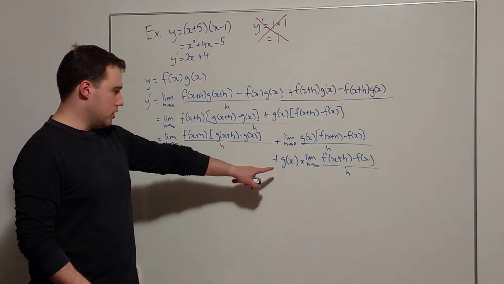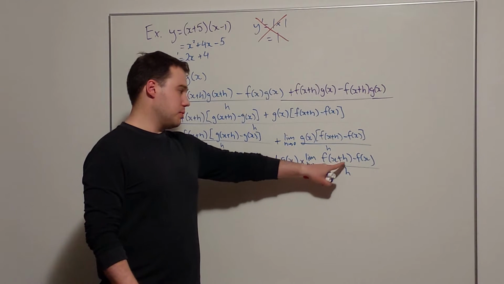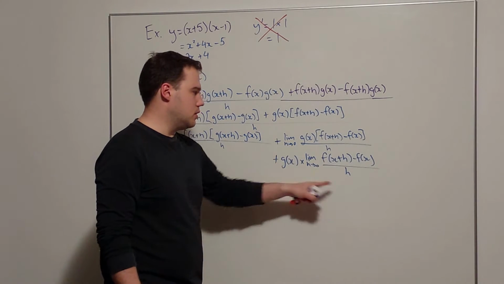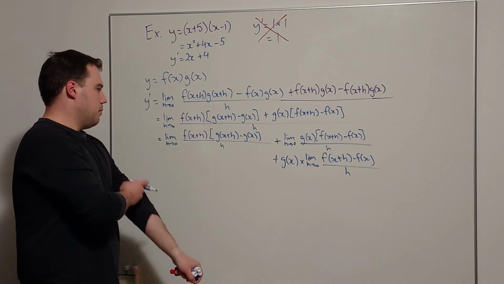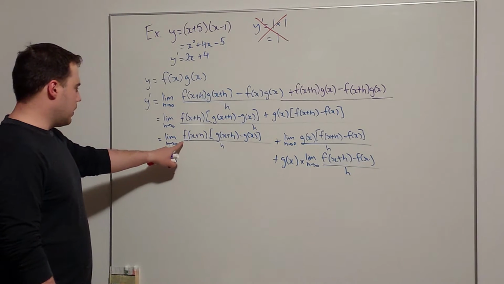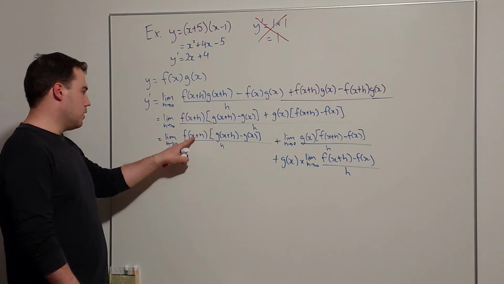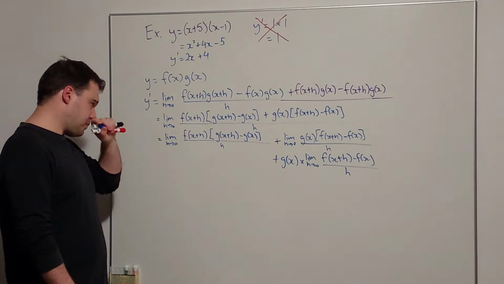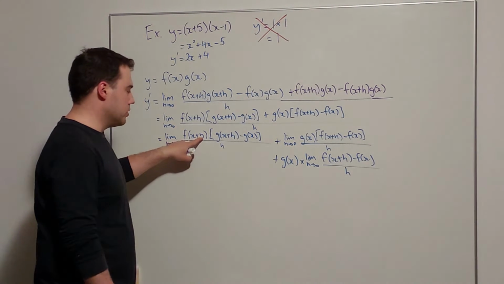And that's nice because what are we left with here? g of x times the limit of f of x plus h minus f of x all over h. This here is simply the derivative of f of x. Now, what's going on over here? Well, we can't do the same thing with this factor f of x plus h because we actually do have an h in here, so that's going to pose a problem.